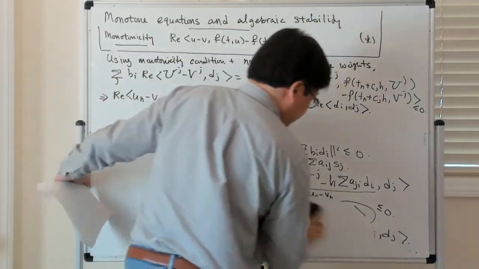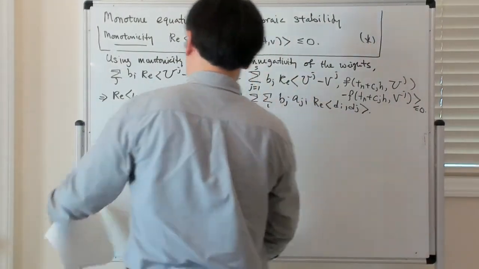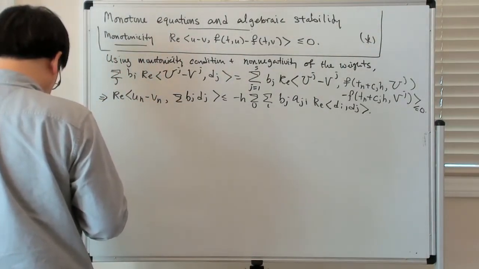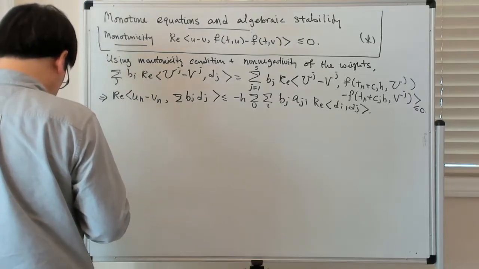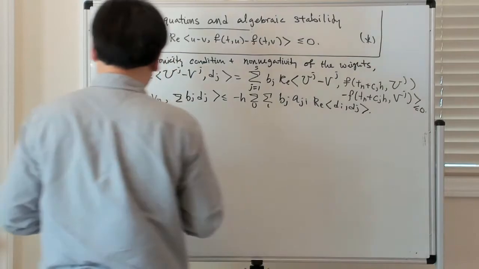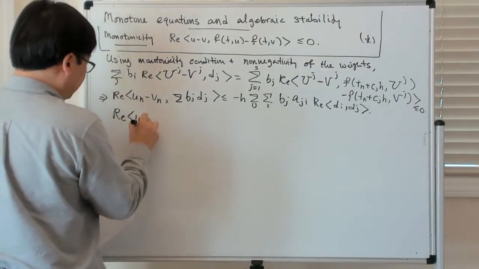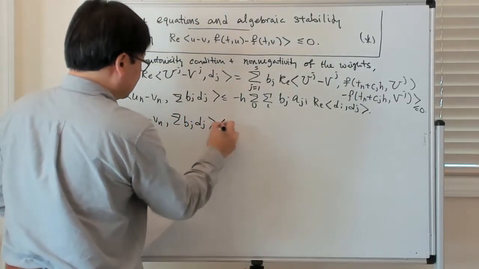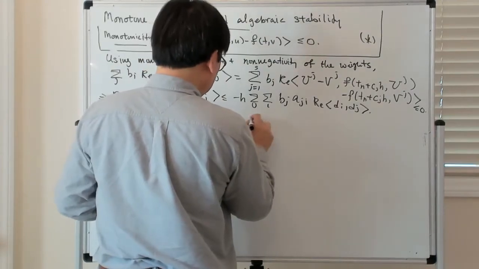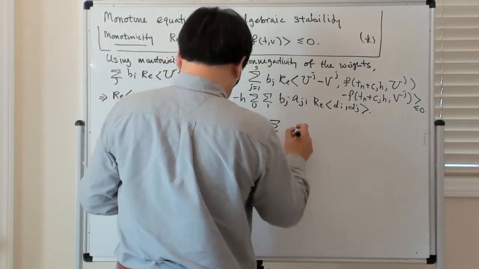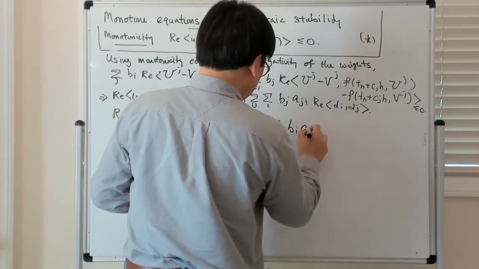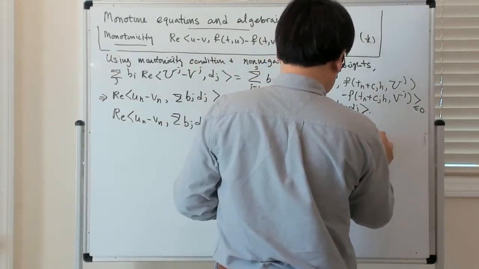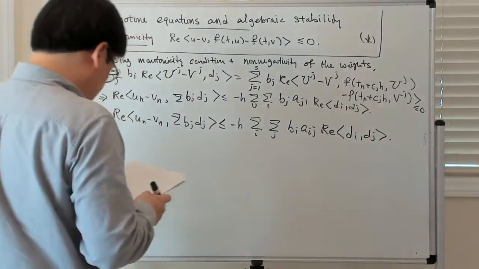So let's see now. Okay. So now I'm going to swap the indices on the second piece, right? So this real part of ⟨u_n minus v_n, sum b_j d_j⟩ is less than or equal to minus h sum over i, sum over j, b_i a_ij, real part of ⟨d_i, d_j⟩. Okay, all right.